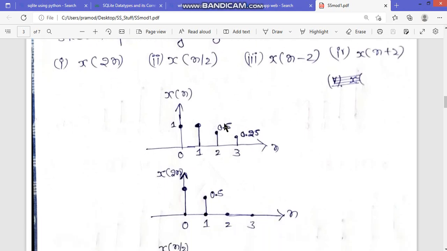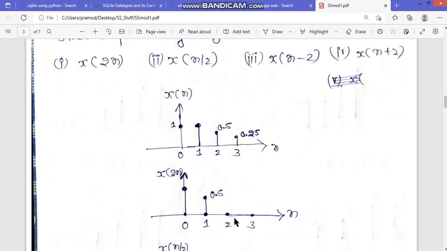0.5, right? So don't be confused here. When you give n value as 1, the value of x of 2n is x of 2, and x of 2 is 0.5. So 0.5 is written. Next, when you give n value as 2, you will get x of 4. What is the value of x of 4? It is 0, right? There is nothing there, so 0.